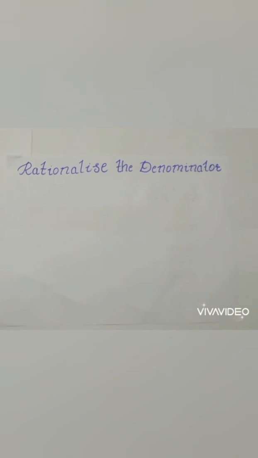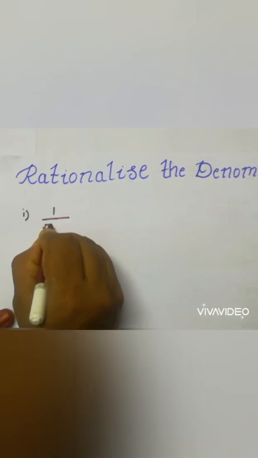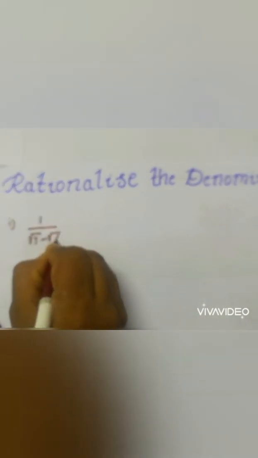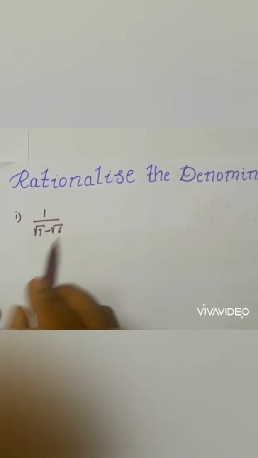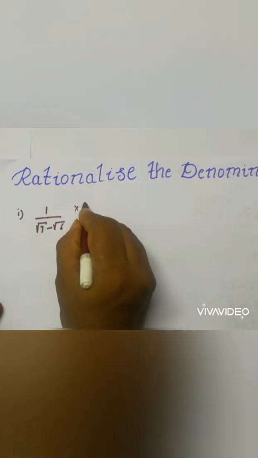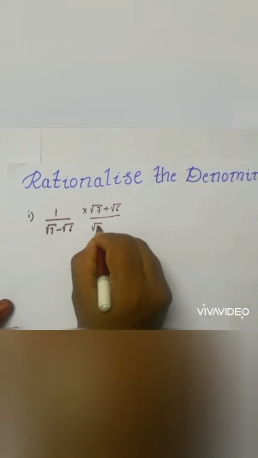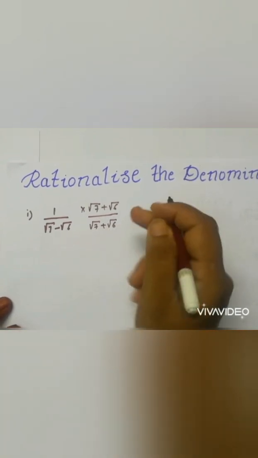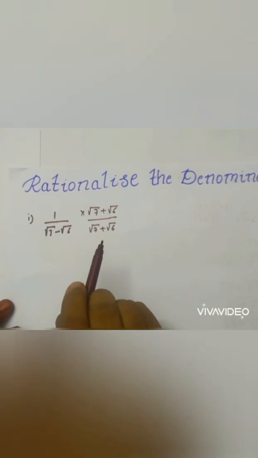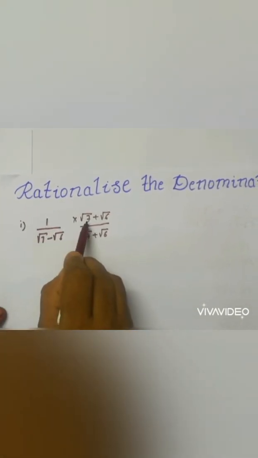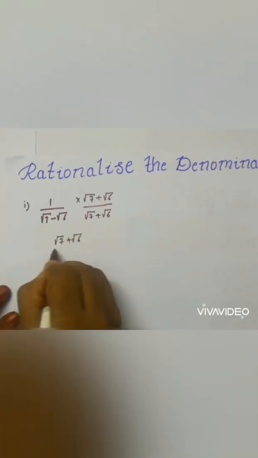Rationalize the denominator of, first example, 1 by root 7 minus root 6. Here, the rationalizing factor of root 7 minus root 6 is root 7 plus root 6 by root 7 plus root 6. You have to multiply numerator and denominator with root 7 plus root 6. Now, 1 into root 7 plus root 6 is root 7 plus root 6 by.